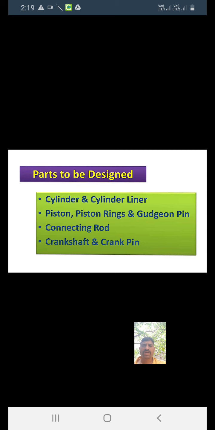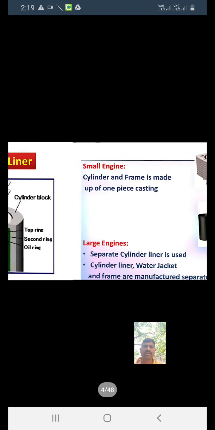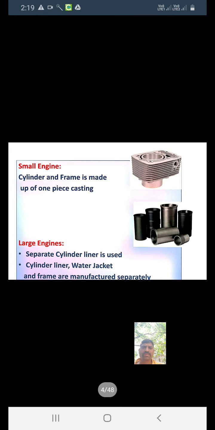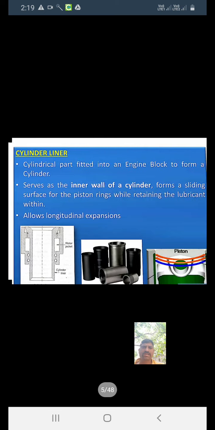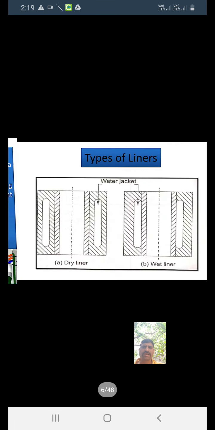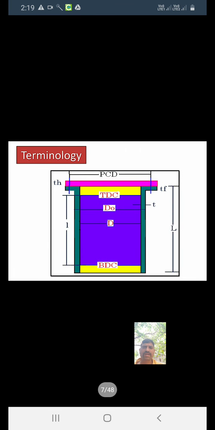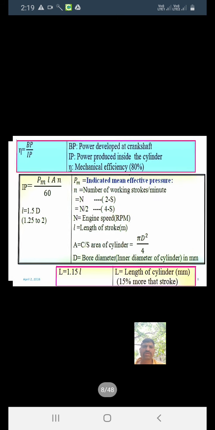And in the wet liner, the replacement of the liner is difficult, but in the dry liner, the replacement is very simple. After that, we have seen the difference between small engine and large engine cylinder liners, the types of liners, and the terminology.